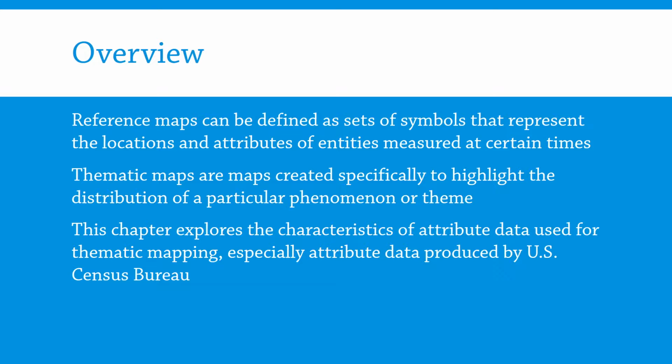Little overview. Reference maps can be defined as a set of symbols that represent the locations and attributes of entities measured at certain times. And a thematic map, well, that's a map created specifically to highlight the distribution of a particular phenomenon or theme. And this chapter explores the characteristics of attribute data used for thematic mapping, especially attribute data produced by the U.S. Census Bureau, which is one of the biggest sources of data across the entire United States.